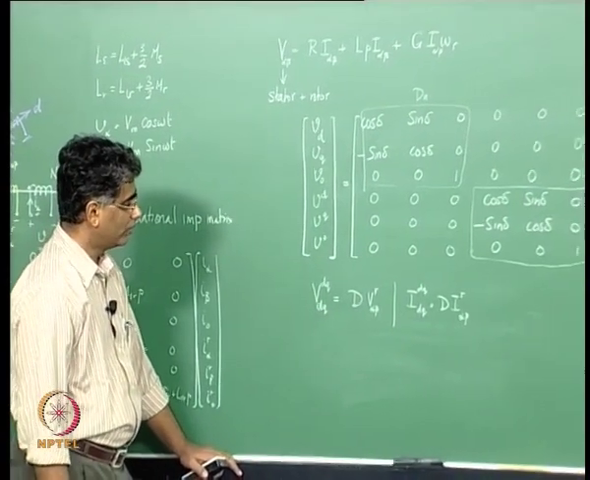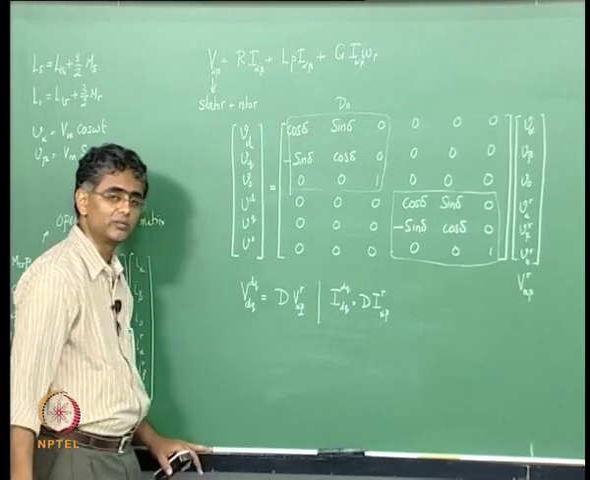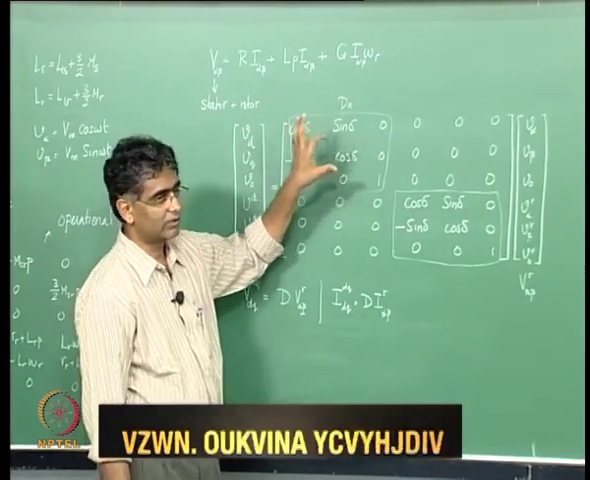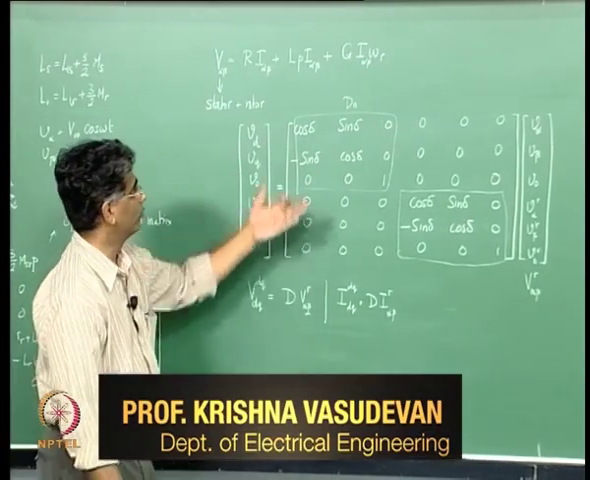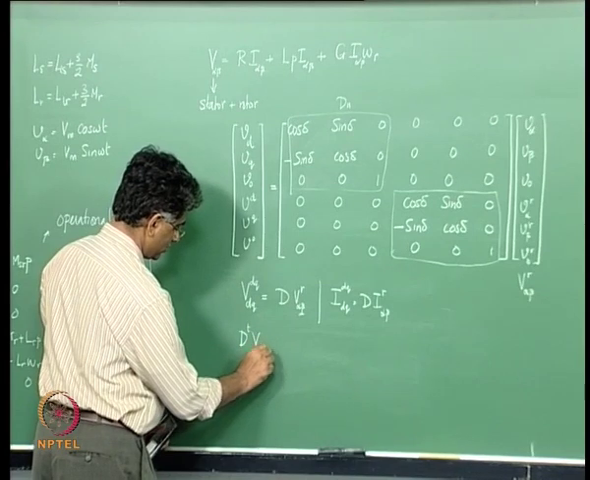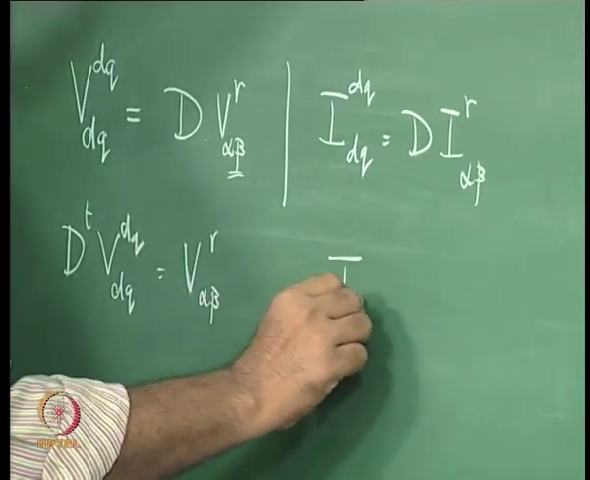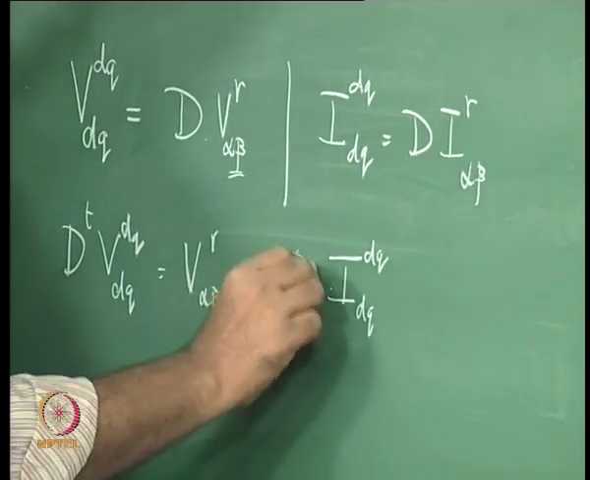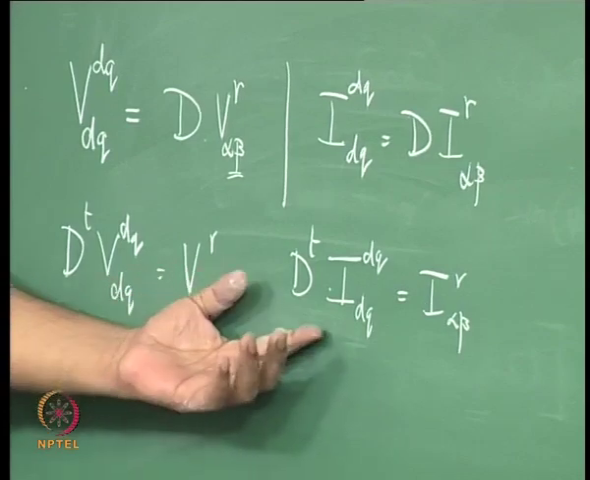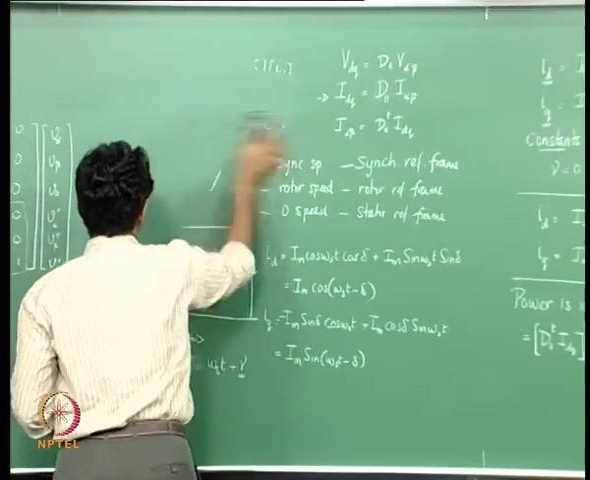Using this, we need to look at what happens to the equations, and if we want V alpha beta, then we have to pre-multiply this by D inverse, and because this is a matrix that has entries only in the block diagonal, the inverse of this itself is equal to the D 1 1 with a superscript T. So, what we can say is D transpose into V dq is equal to V alpha beta R, and similarly I dq and D transpose is equal to I alpha beta R. So, it is these two equations that we need to substitute in order to find out our new machine description, which we shall proceed to do now.